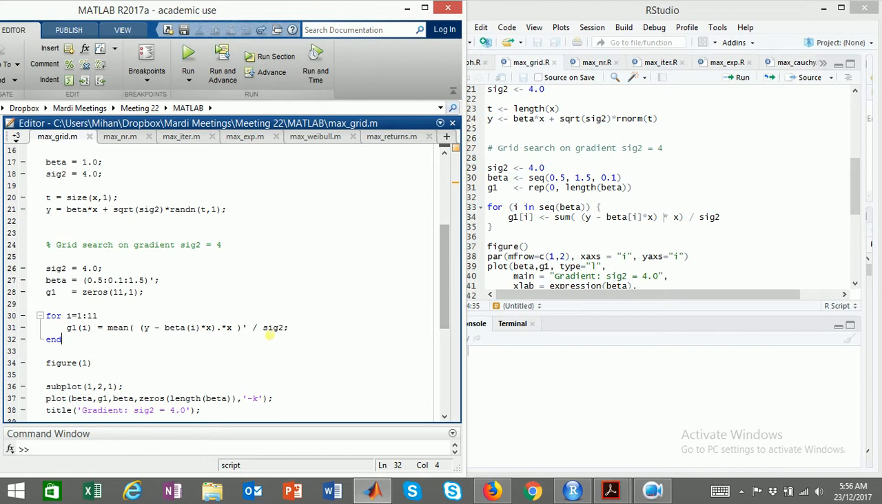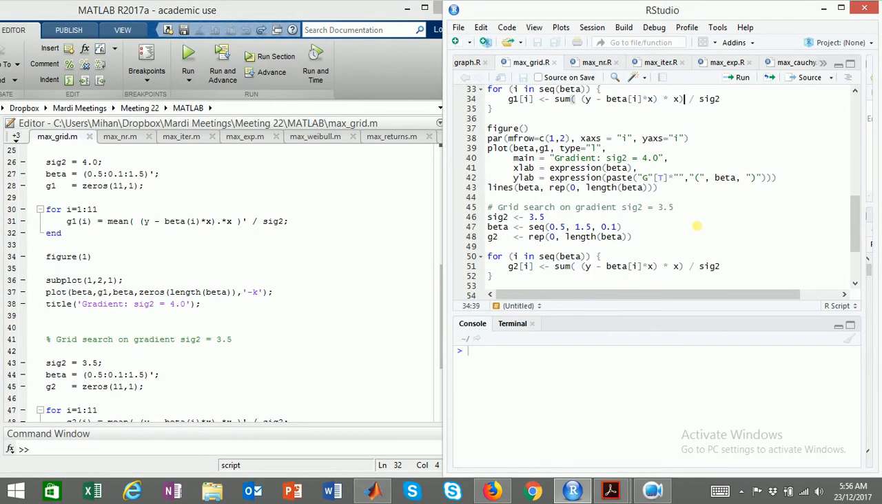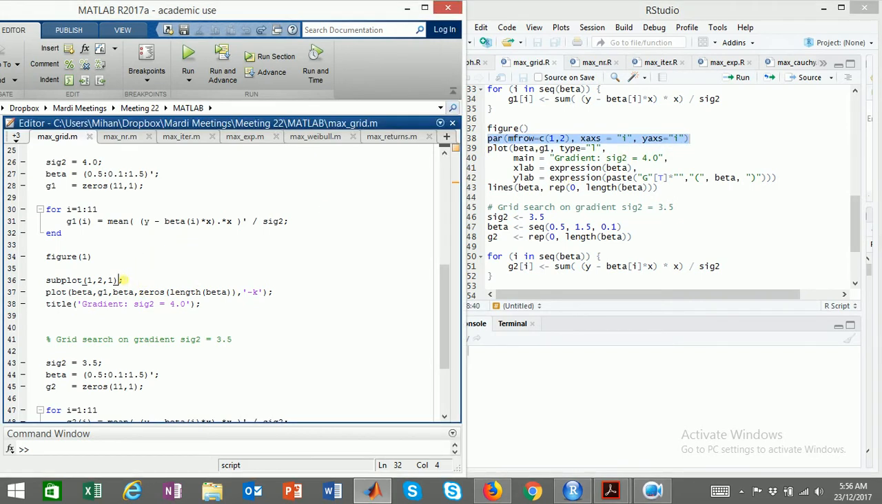That's all. And then we need to do the plot. We're doing subplot. Just have a look into the difference between the plot equation. I'm not going to spell this out.